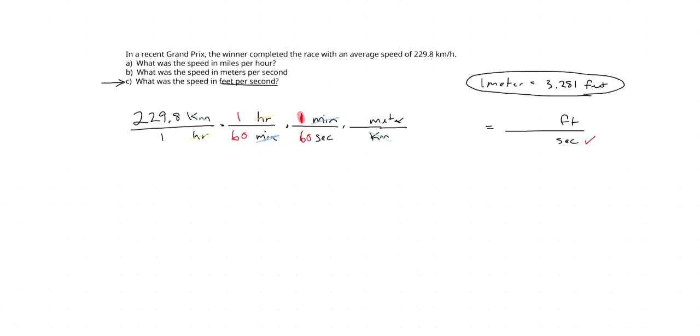Now I got to put some numbers in. The numbers are 1,000 meters is equal to 1 kilometer. So there's my conversion from kilometers to meters.